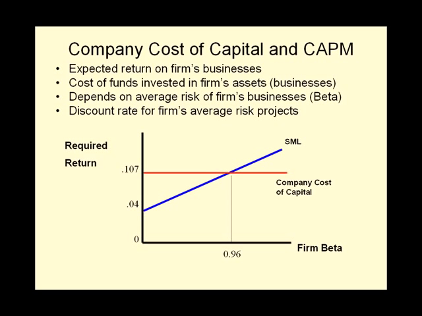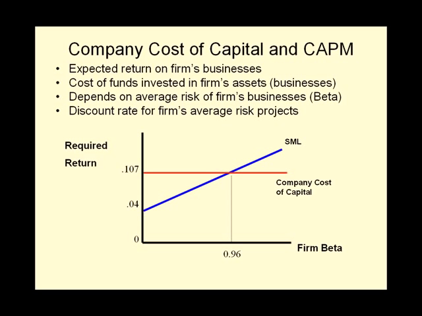This graph shows that the determination of the company cost of capital depends on the security market line and the risk of the firm as measured by beta. Suppose we have a firm with a beta of 0.96 and we have a security market line that starts with a risk-free rate of 4% and goes up with this slope. We read the company's cost of capital as that associated with a beta of 0.96, and in this case the company's cost of capital is 10.7%.